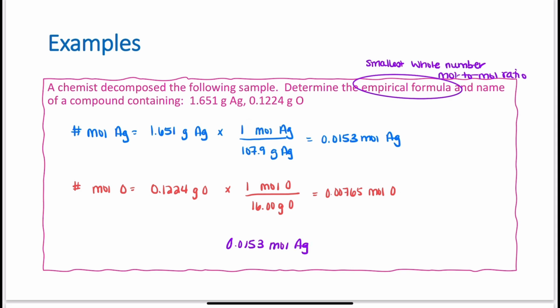0.0153 moles of silver is present for every 0.00765 moles of oxygen. This gives me 2 moles of silver, or sorry, 2 silver, because the moles cancel, to every 1 oxygen, meaning my overall formula is Ag2O. I have 2 silvers for every 1 oxygen.